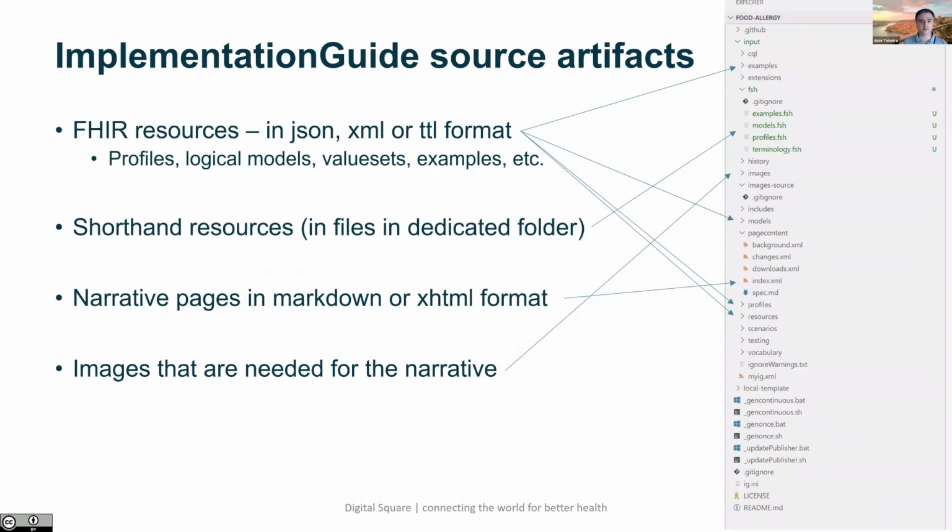The FHIR artifacts, as we call them, are the technical files that we provide to the implementation guide. Those can be FHIR resources in the FHIR standard formats: JSON, XML, or Turtle. And those can be profiles or logical models or value sets or examples or code systems or anything, and they all have a place. This picture represents a folder structure. So if I want to save my resources or my models, I always have a place for that.